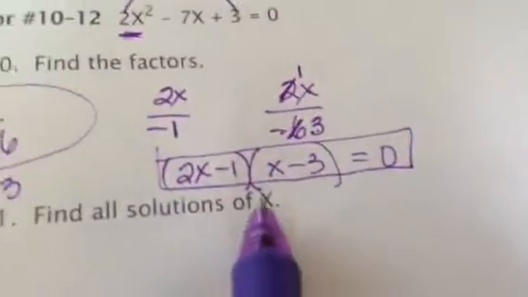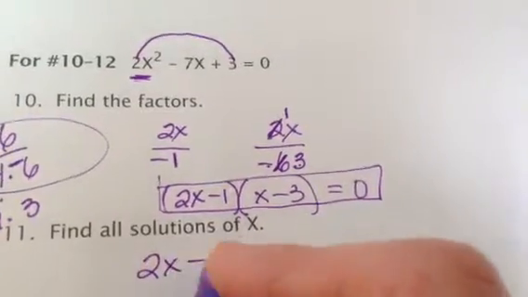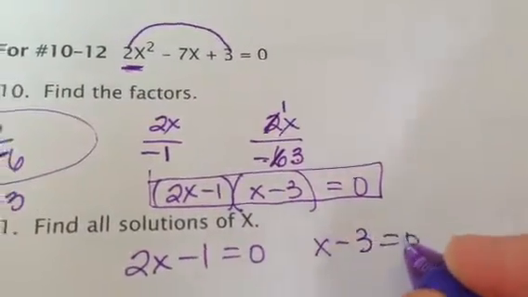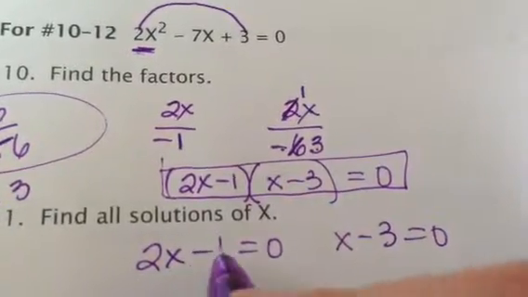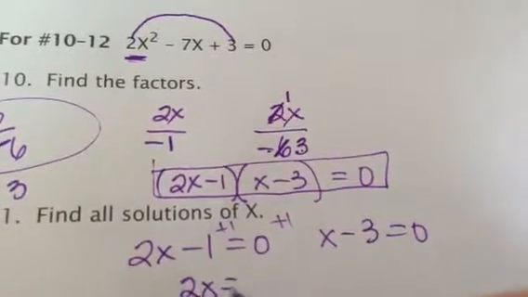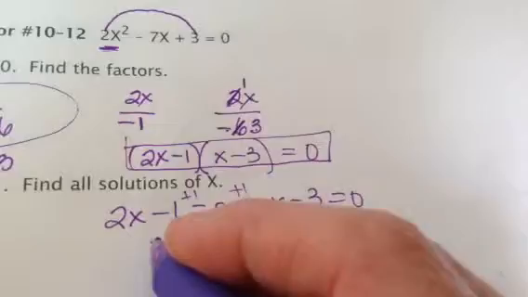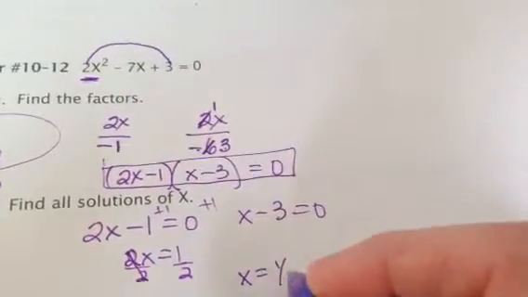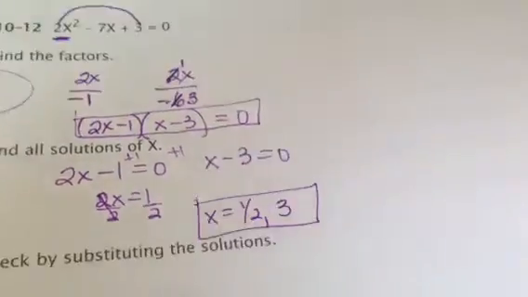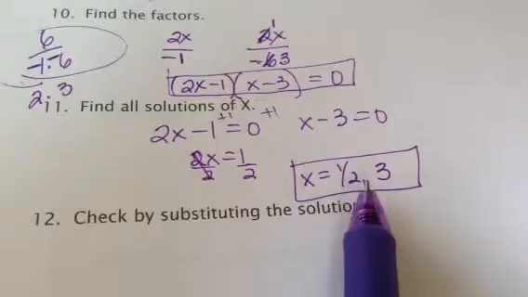Now, when it wants you to find the solutions, notice you have 2 factors. So I'm going to set them each equal to 0. And then just solve. Now, this one's a little weird, but don't forget, the opposite of subtracting 1 is adding 1. So you're going to get 2x equals 1. And then just divide both sides by 2. So you've got x equals 1/2. And hopefully you can kind of do that one in your head and see that x is going to be 3.